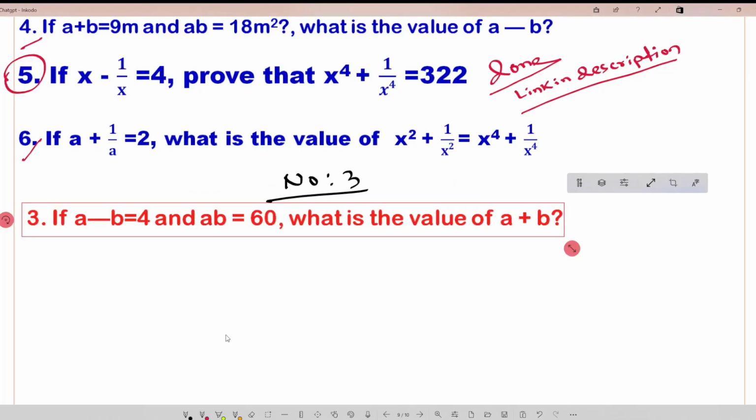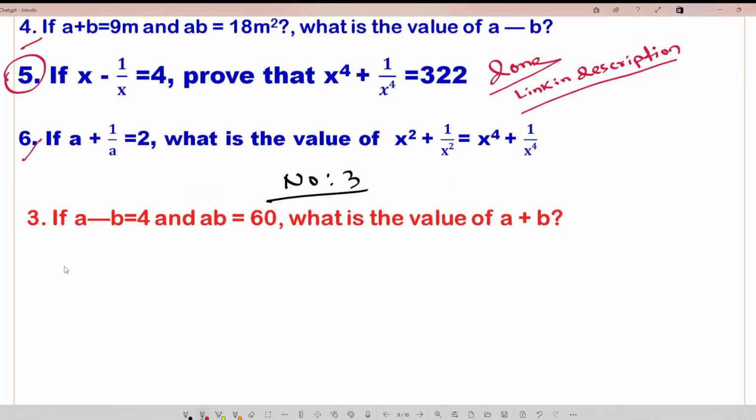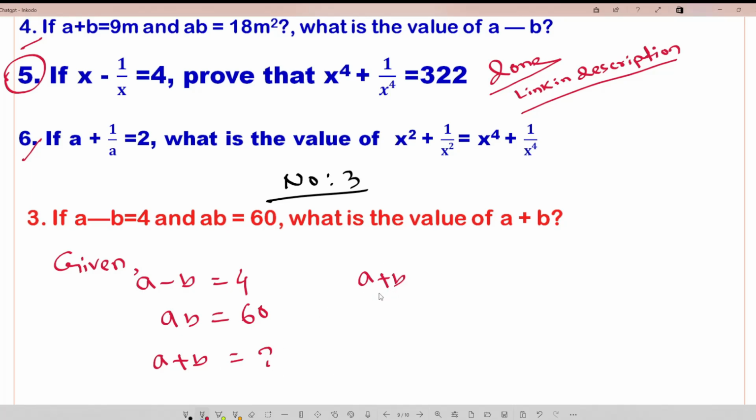Let's start. First question. Here is given a minus b equals 4, ab equals 60. We have to find out the result: a plus b equals what? But look, a plus b has no direct rule. It's a very interesting thing. We have to find the value of a plus b, but we have the options where a minus b equals 4 and ab equals 60. So how can we find the value of a plus b?